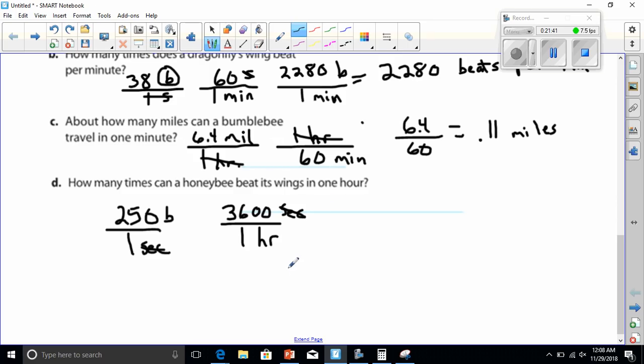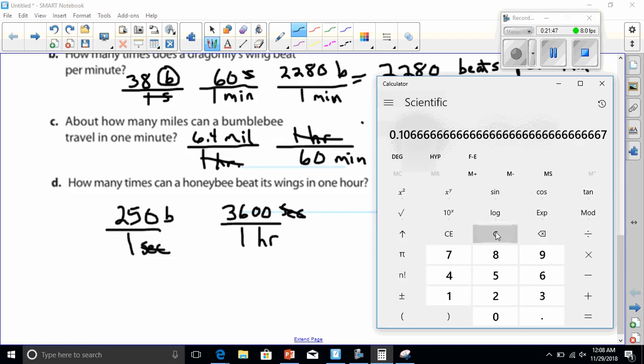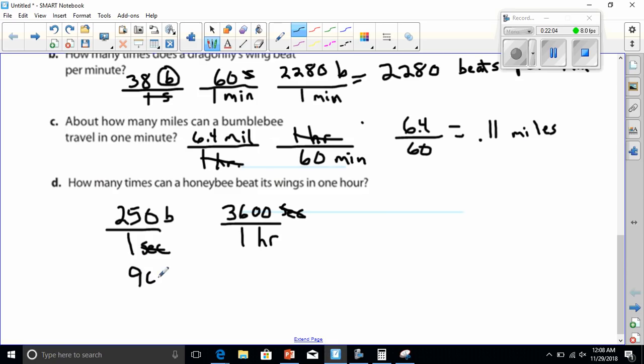All right, so in 1 hour we've got 3,600 times 250, and that's going to equal 900,000. We know that a honeybee beats its wings 900,000 times in 1 hour.